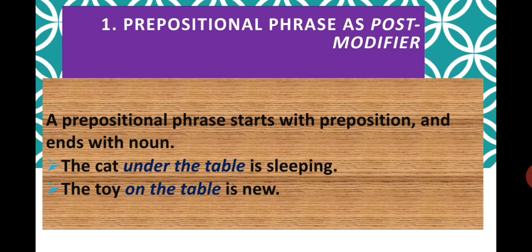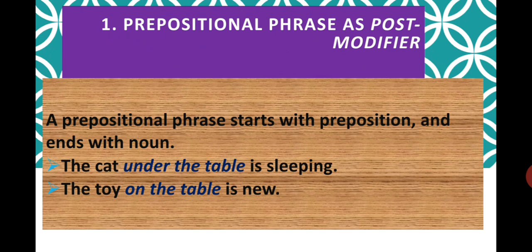Cat is a noun, and under the table, this prepositional phrase, comes after the noun for giving information about the noun cat. So, under the table is a post modifier. Though it is a prepositional phrase, it is a post modifier.